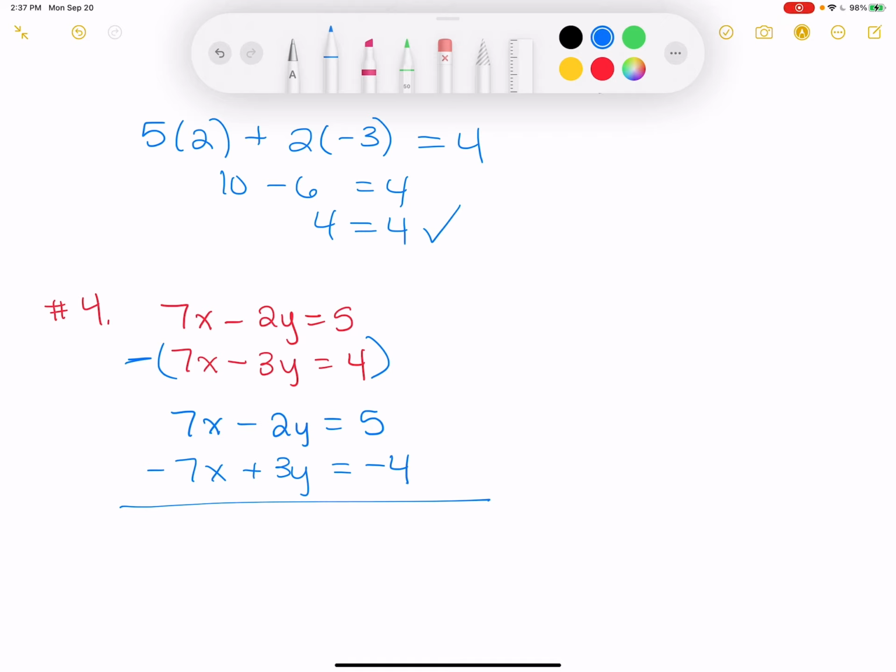This way is nice because it's already set up for you and you don't have to worry about forgetting a negative. So the x's again are going to cancel. So then I've got negative 2y plus 3y, which is just y, is equal to 5 minus 4 is 1.